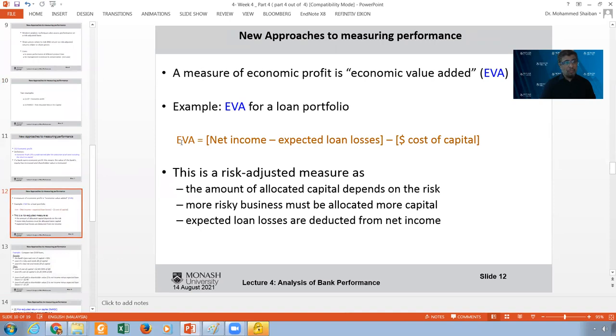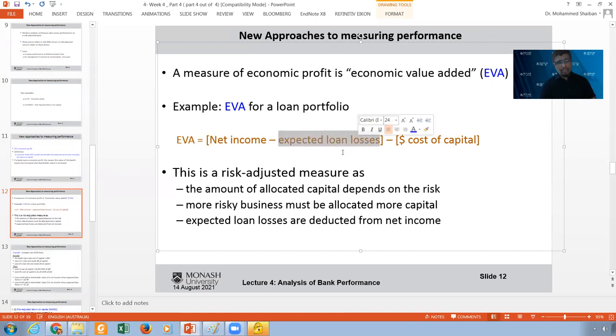Look at this, for example. What we call the economic added value is what leads to the bank's growth. It's the net income minus the expected loan losses. So if we get the net income and we deduct the expected loan losses, like provisions and all these issues, then we have to deduct the cost of capital. If this number is still positive, then in this case we are making what we call economic added value and economic profit.